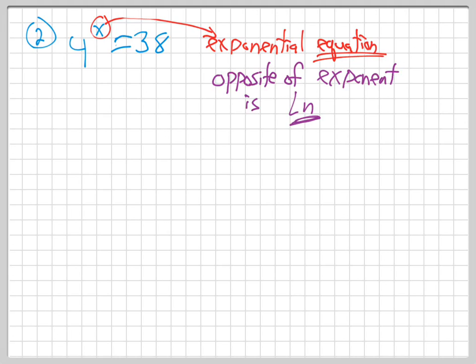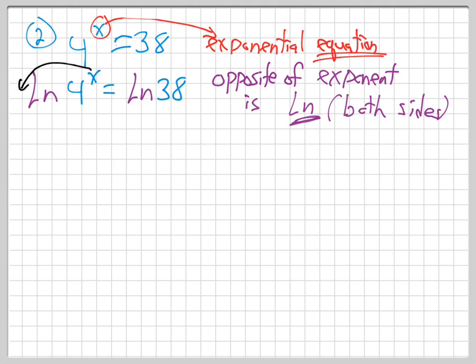So you do natural log, and of course you have to do it on both sides, because whenever you do something new, you've got to do it on both sides. So I go natural log, both sides. 4 to the x, 38. I do natural log on both sides, and then that x will come down to the front. So we get x natural log 4 is natural log 38.